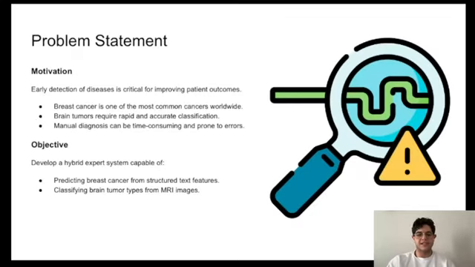Early detection of diseases is absolutely crucial to improve patient outcomes. Figuring out whether a patient has cancer or not, or what type of cancer they have, is very beneficial when it comes to detecting and handling the disease. So for that effort, Abu Bakr and I set out to create a hybrid diagnostic system that is able to predict whether breast cancer or brain cancer exists, or what kind of brain cancer it might be.